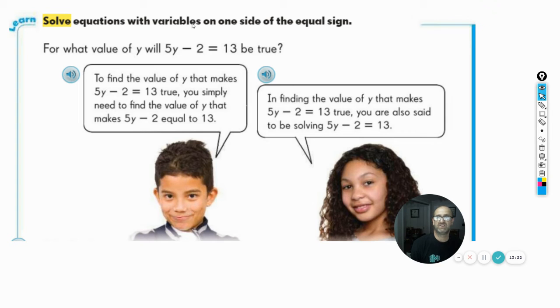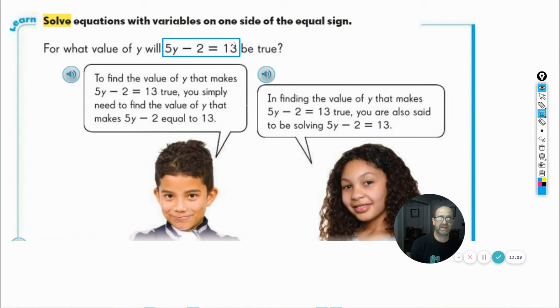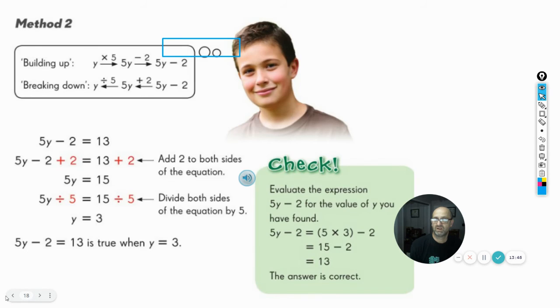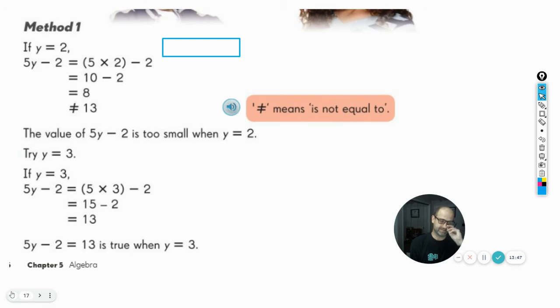Oh, so it says solve equations with variables on one side of the equal sign. So we're trying to figure out what that is right there. Curious to see what the book's going to tell you. Oh, they're just asking to guess here. Don't do that. Don't guess.